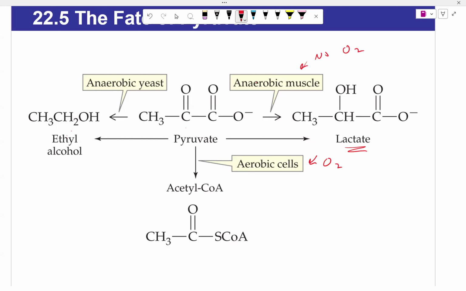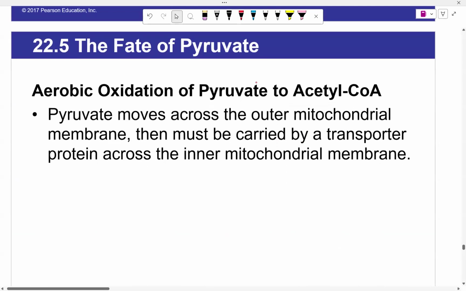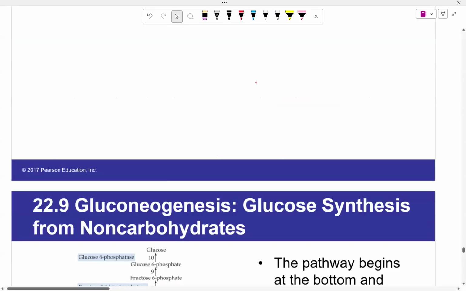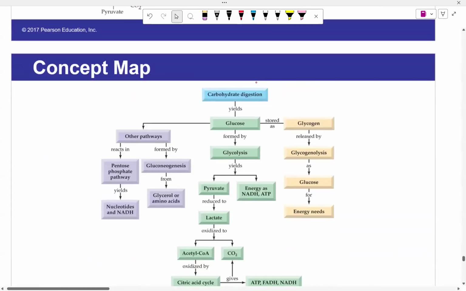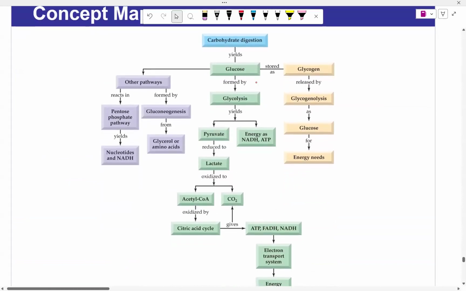Now, that S is a thiol. So this is an SH here with an ester to this guy here. This is a rather large molecule. Okay, so this is where we are right here. We just made acetyl-CoA.